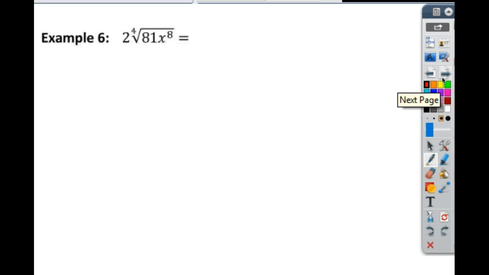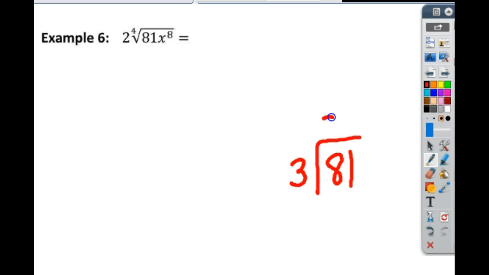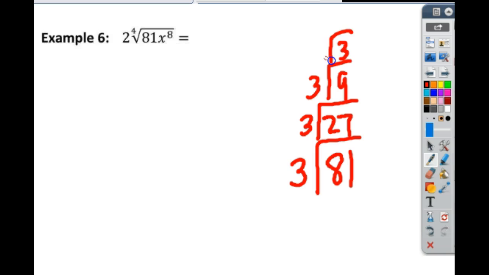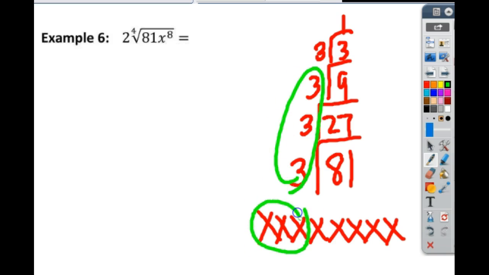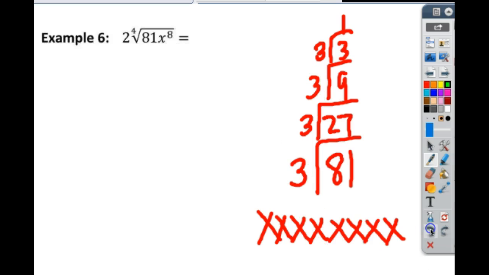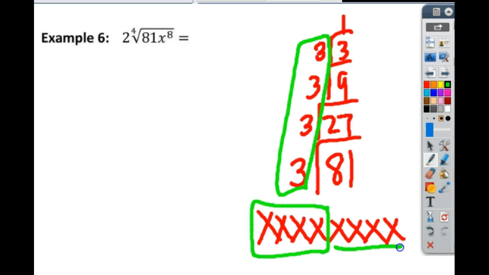Okay. How do we start? Birthday cake. 2's not going to go into that. 3 will go into that. 3 will go into that. 1, 2, 3, 4, 5, 6, 7, 8. Oh, wait. I was making groups of 3. Am I supposed to be making groups of 3? What is the index? 4. So what do I need to make groups of? 1, 2, 3, 4. 1, 2, 3, 4. 1, 2, 3, 4.